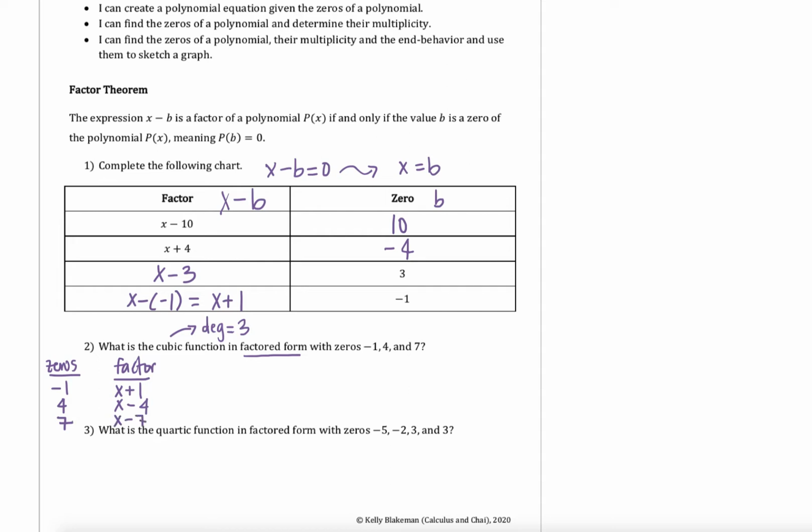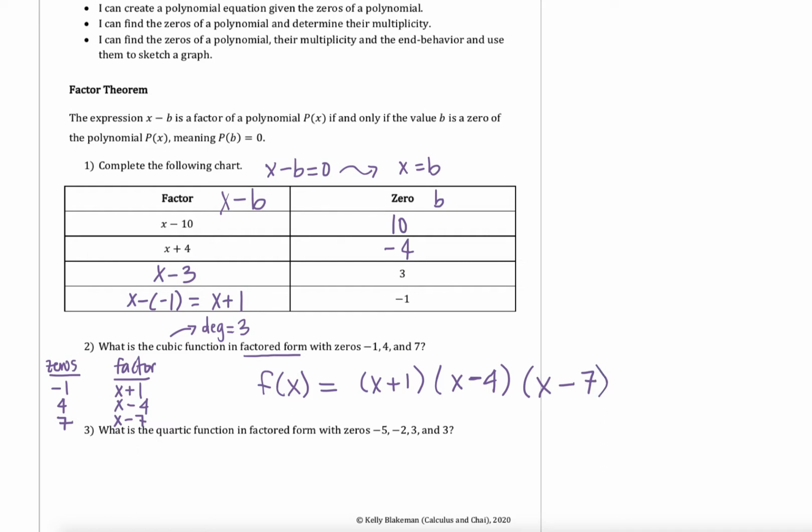Now that I have all of my factors that go in my polynomial, it's easy to write this cubic function in factored form. I'm going to call it f of x. So f of x is going to be equal to my x plus 1 factor times my x minus 4 factor times that x minus 7 factor. And a couple things I want to talk about.